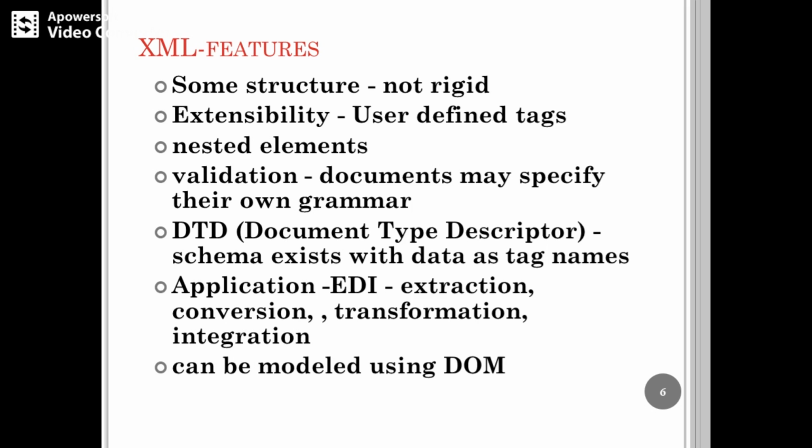And it has got a DTD, document type definition. We have already studied this in HTML. A DTD is a set of structural rules called declarations, which specify a set of elements and attributes that can appear in a document. And it also provides entity definitions.